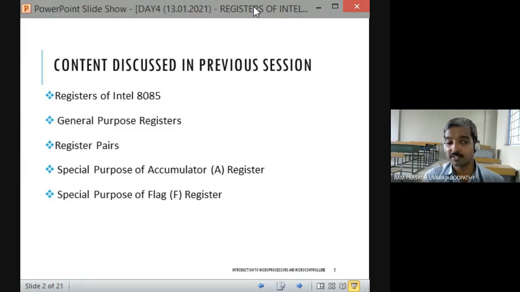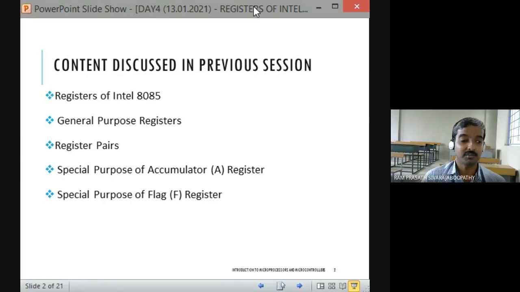How many flag bits do we have? 5 flag bits. Can anyone type them? Sign, zero, auxiliary carry, parity, carry.